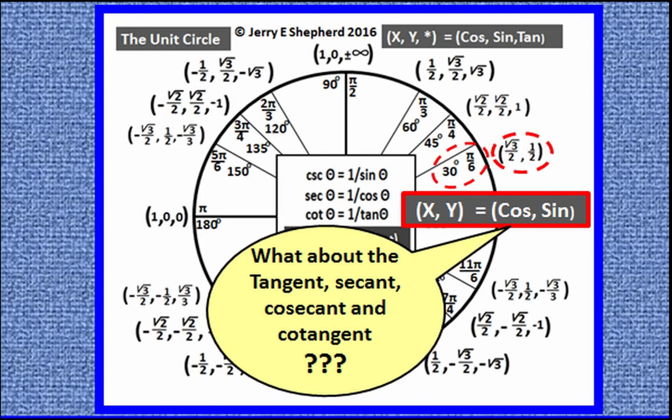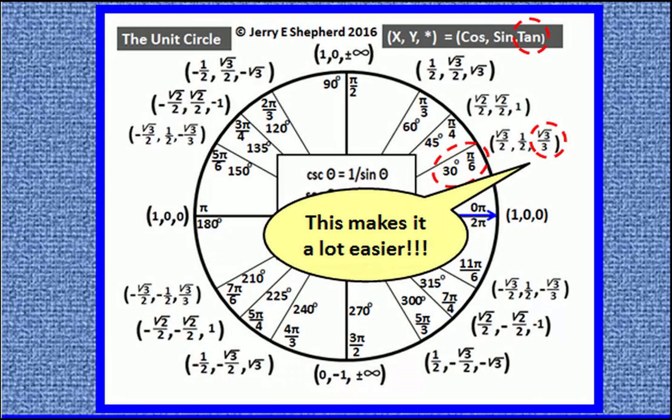The tangent could be derived by dividing the sine by the cosine, but making the calculations was tedious and prone to errors. With the simple modification of including the tangent value to the values for the cosine and sine, the diagram made it a lot easier to deal with problems that dealt with tangents.